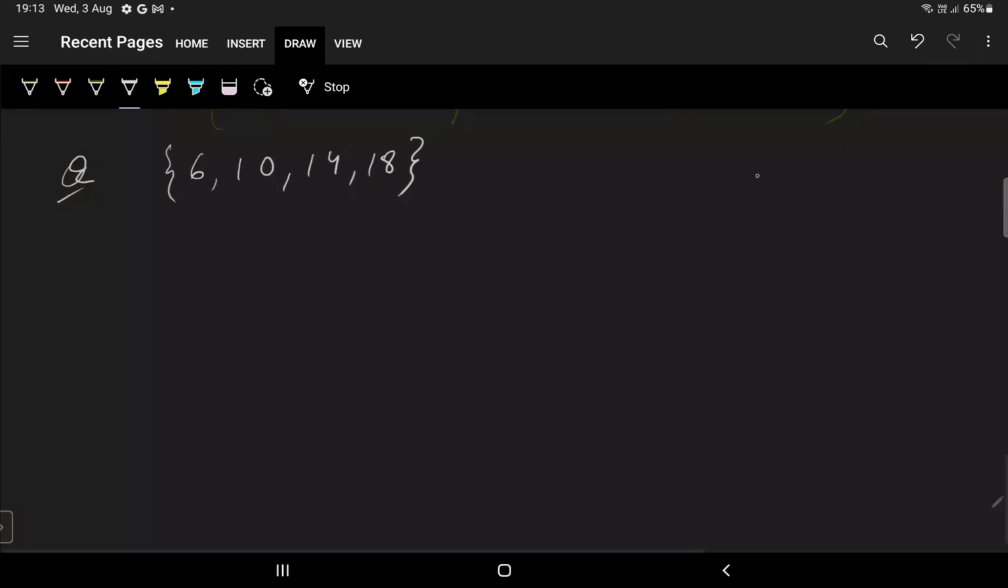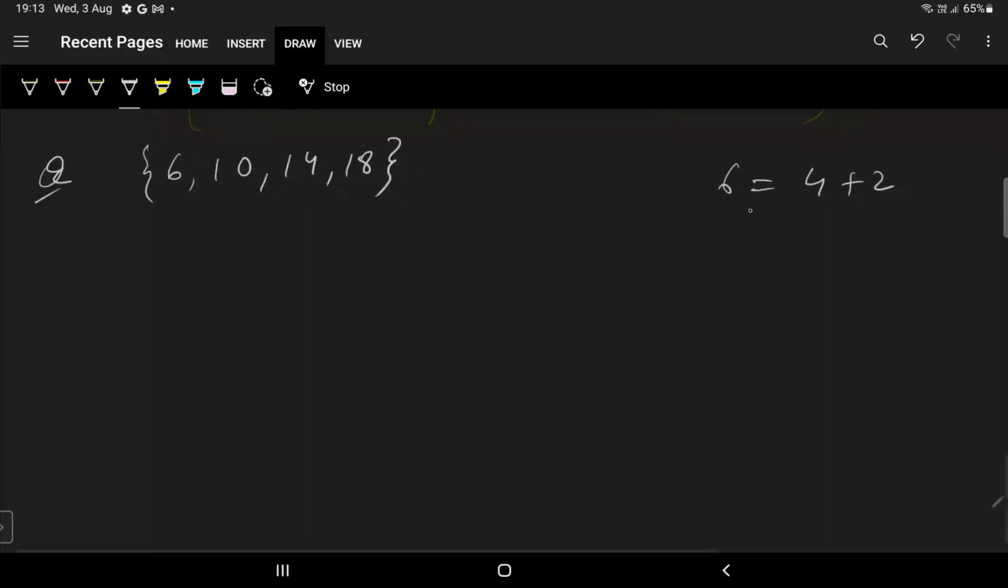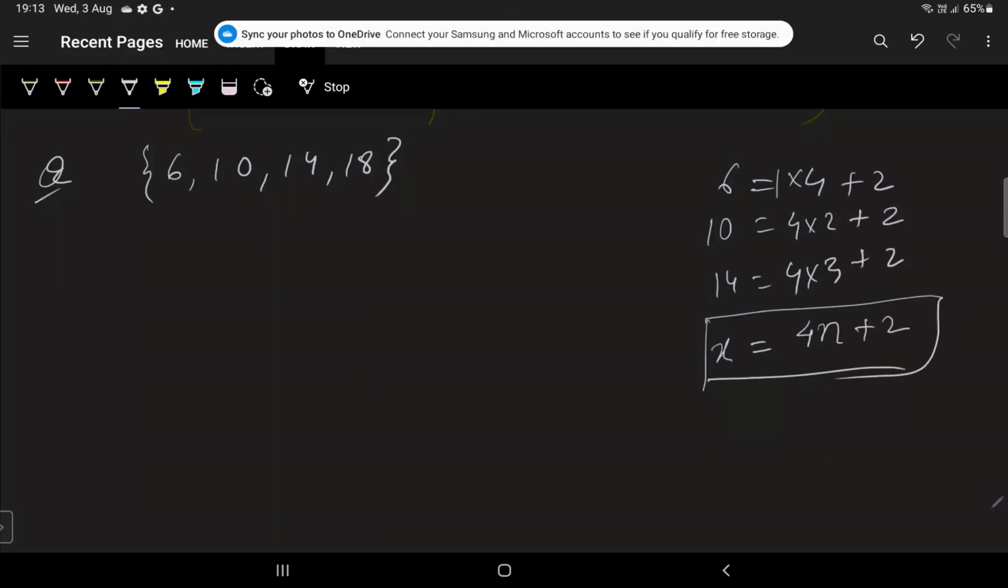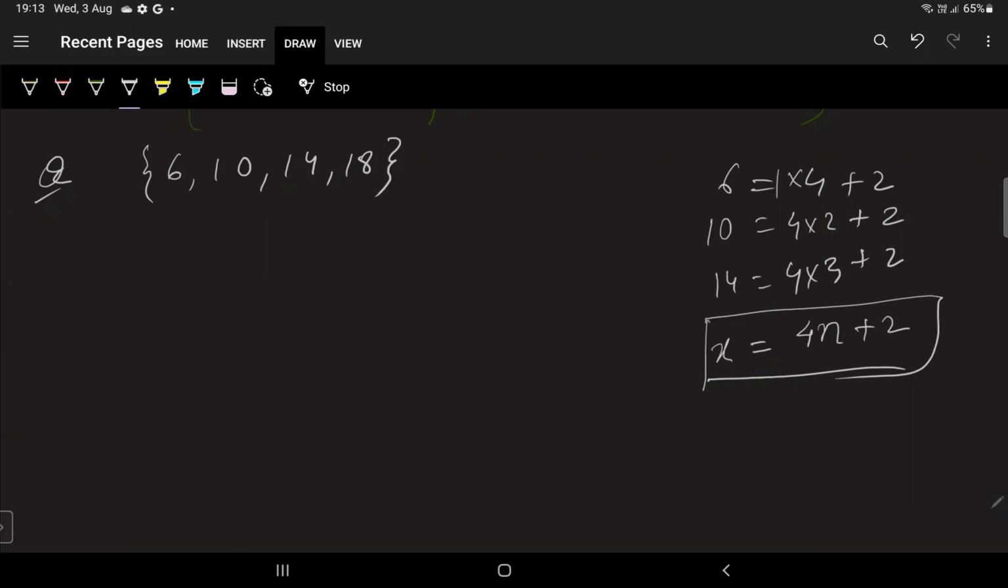See here. How can you write 6? 4 plus 2. Fine. 10: how can you write it? 4 into 2 plus 2, or 4 into 1 plus 2. Now 14 is equal to what? 4 into 3 plus 2. Can you see the pattern now? That means if this is x, x is equal to 4 times a number n plus 2. Now you substitute n equal to 0. What do you have? 2, right? But 2 is not in the set.